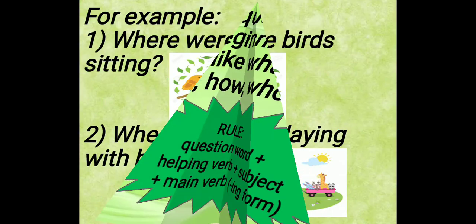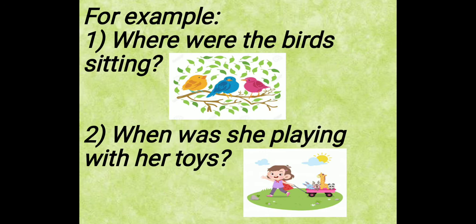For example, first one is, where were the birds sitting? Second, when was she playing with her toys? Children, here we have used question words in the beginning of a sentence and we have placed question mark to make the sentences interrogative.